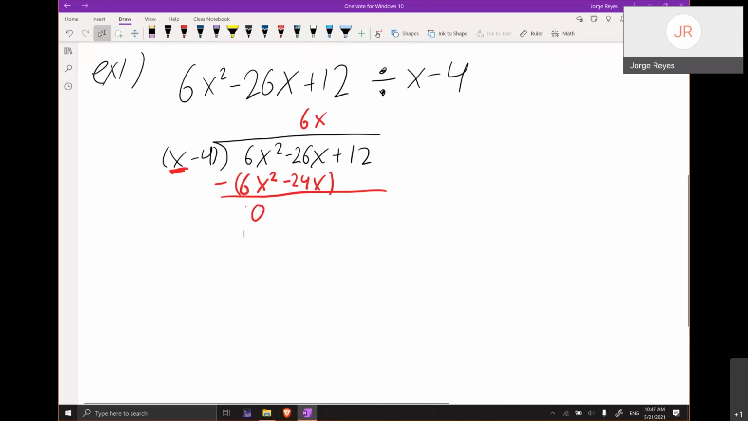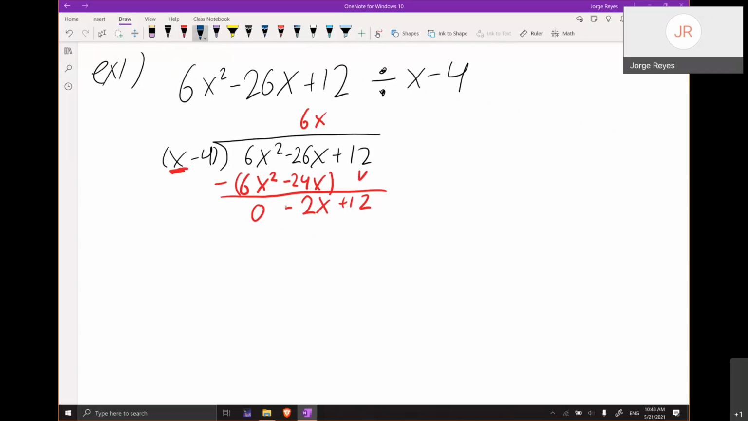And then you go negative 26x minus negative 24x. So that's a double minus, so it's a plus. So then you're going to get minus 2x. And then the 12 just falls down. So if you understood that, then you're good. You basically understand the whole section. If you don't, then we're about to do it again.